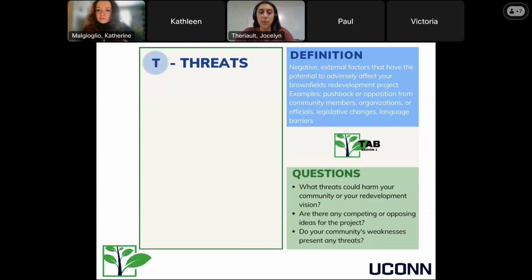Questions that can be used to help identify threats could include, what threats could harm your community or your redevelopment vision? Are there any competing or opposing ideas for the project, like what to use the site for? And do your community weaknesses that you identified earlier present any threats to your project? And again, linking it back to the stakeholder analysis tool, you could consider the people and the entities who have less power and less interest in your project as being potential areas where there could be threats to the success of your project.